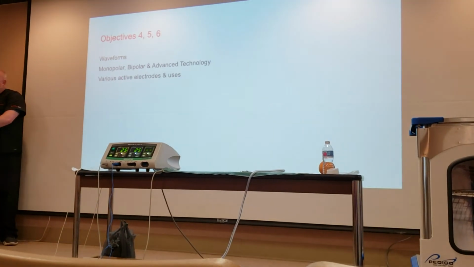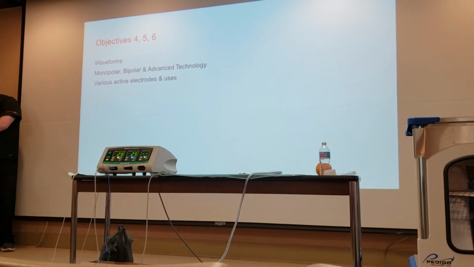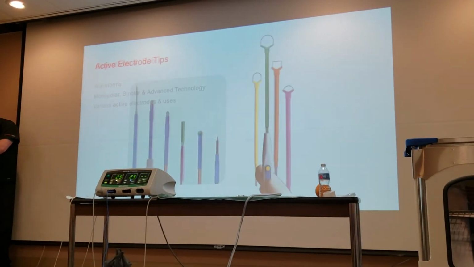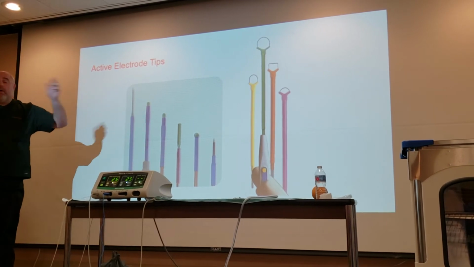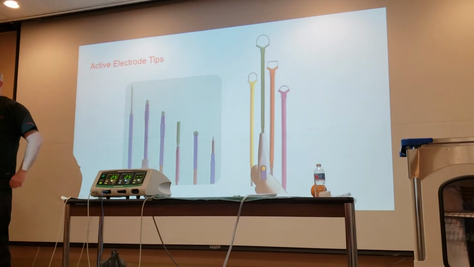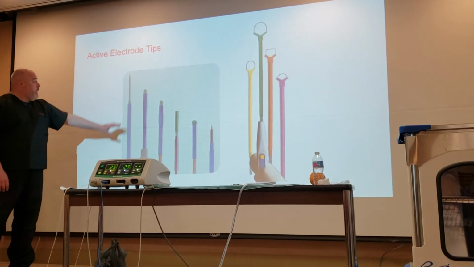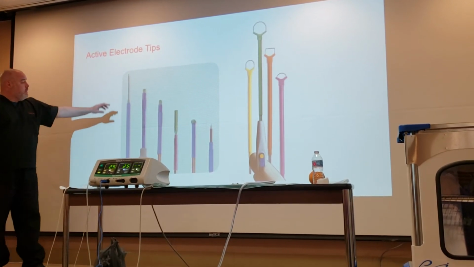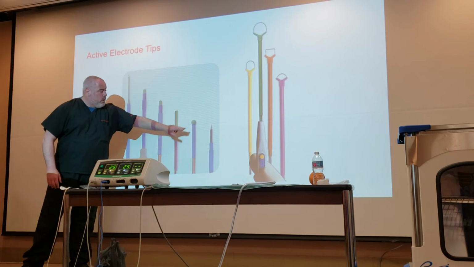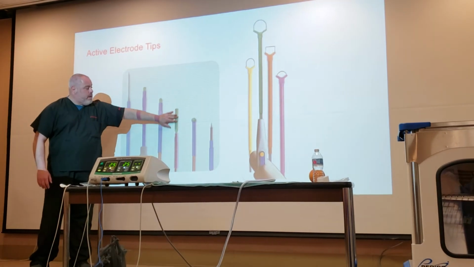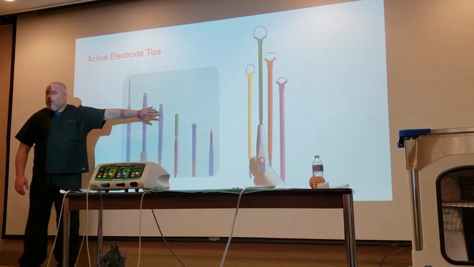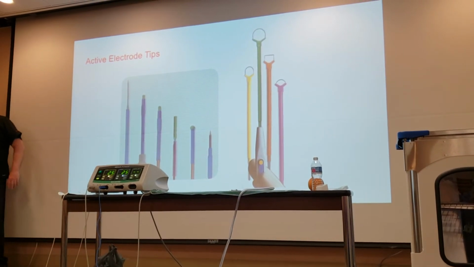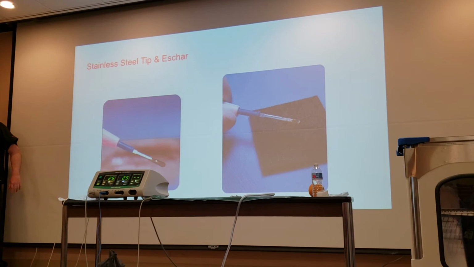So let's go over now waveforms, monopolar, and advanced technology, and the electrodes you use. Does everybody recognize these? What do we have on the right? What are those called? Loops. Loops, exactly. Electrosurgical loops. Then we have some very different tips here. Microneedle, ball coagulator. We have a standard blade here, and these are some examples of modified blades, right? And then a very big needle tip. But they all serve different purposes.